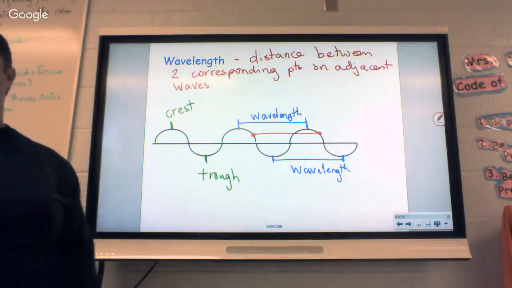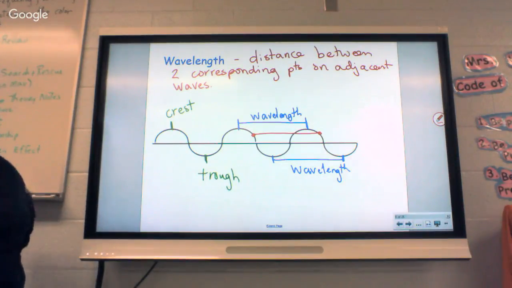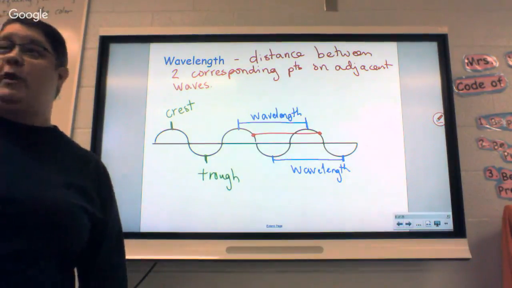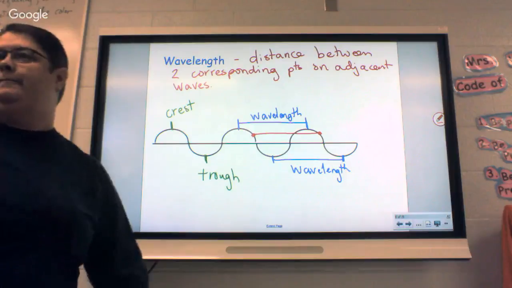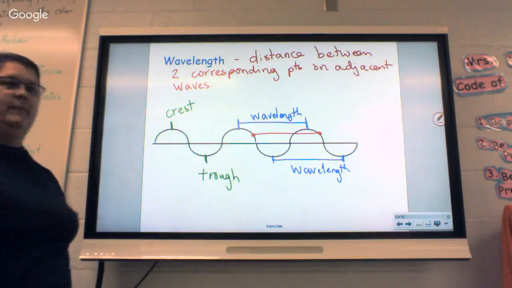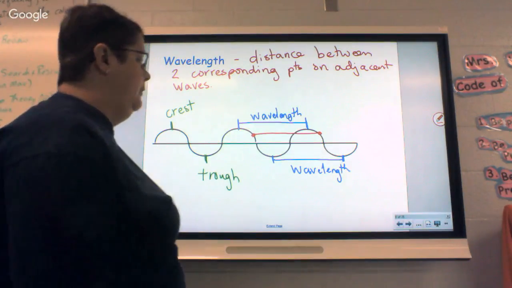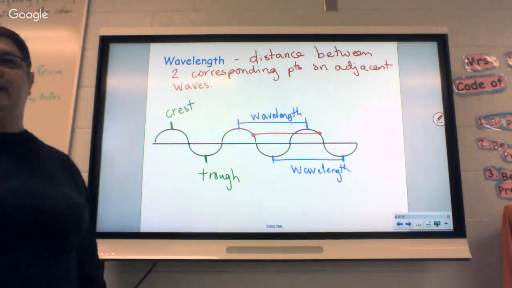Yes, ma'am. So could you do like the top of the crest and the bottom of the trough? No, because it wouldn't be a corresponding point on the next wave. It has to be the same point on the very next wave. Okay, so they're not the same point. That is correct. Okay? So you can't go from a trough to a crest.